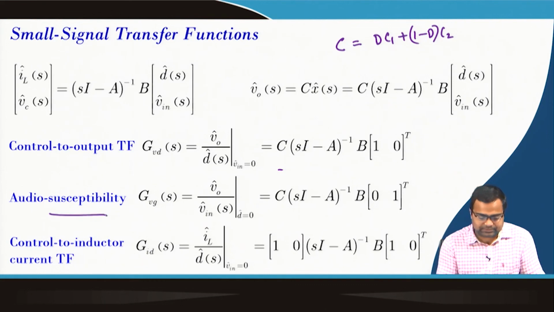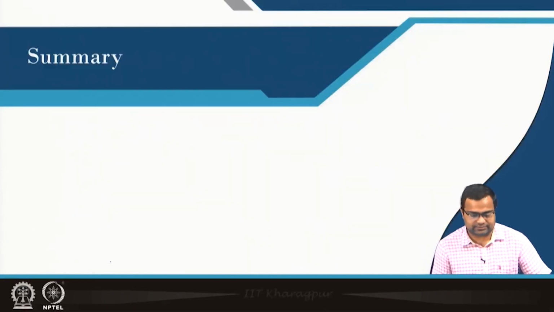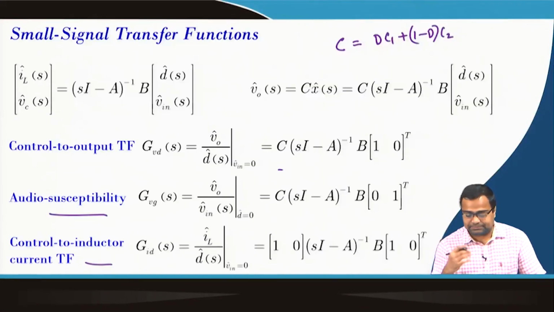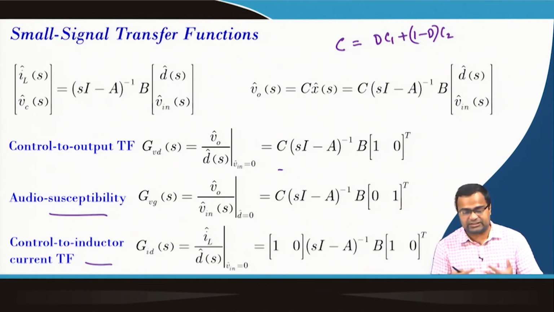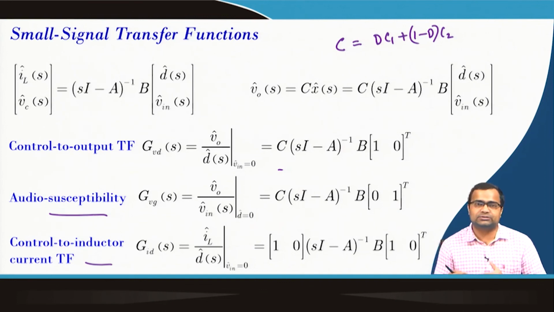So, you can derive the audio susceptibility and control to inductor current transfer function. We will see in a subsequent lecture what the transfer functions look like, and we also want to derive such transfer functions using the circuit averaging technique, and compare which one is accurate, whether they are the same or different. Then we want to show the validation of the small signal model, both large signal and small signal model, and match the time domain response of the actual switch simulation with the same thing obtained from the linear small signal model.